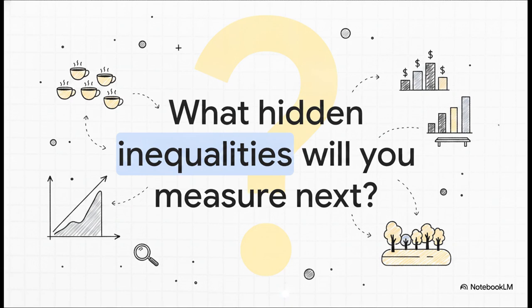So now that you know exactly how to decode the concentration of resources, it really makes you wonder, right? What hidden inequalities might these tools reveal in your very own backyard? Whether you're mapping out local coffee shops, neighborhood income brackets, or even public parks, the Lorenz curve and the Gini coefficient give you the power to uncover the mathematical truth behind the world around you.